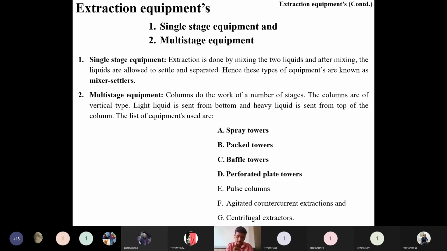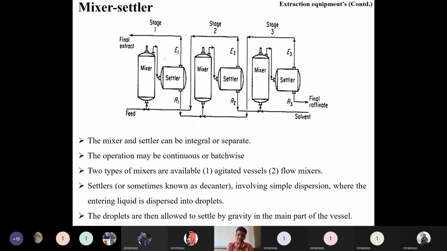Single stage equipment is where there is a provision only for mixing plus settling inside the single operation. But multi-stage equipment means inside a single column there may be many mixer settlers. That type of operation is called multi-stage equipment. They are classified as spray towers, packed towers, baffle towers, perforated plate towers, pulse columns, agitated countercurrent extraction, then centrifugal extractors. One by one we will try to discuss.